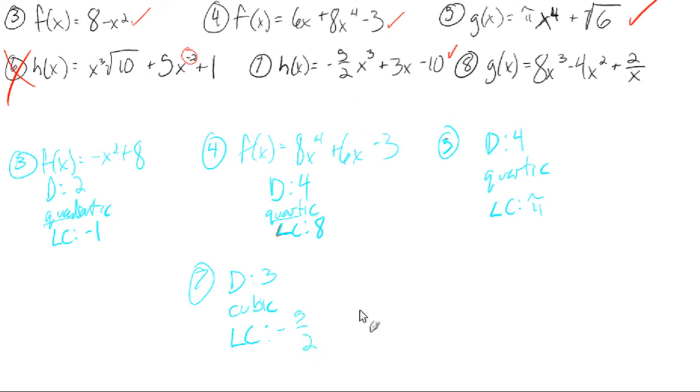Right there. Number 8. Is 8 a polynomial? We have x to the third with a real coefficient of 8. We have x squared with a real coefficient of negative 4. But now what we have is 2 divided by x. It needs to be 2 times x, that would be a polynomial, but it's 2 divided by x. So you can't have x in the denominator and call it a polynomial. So, no.